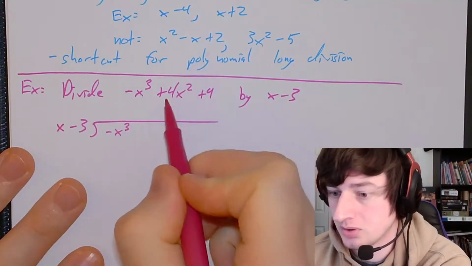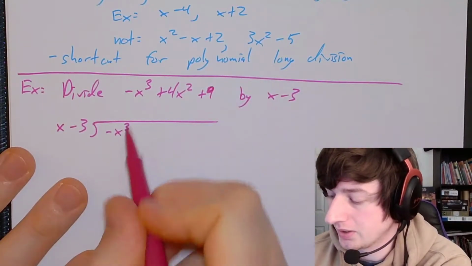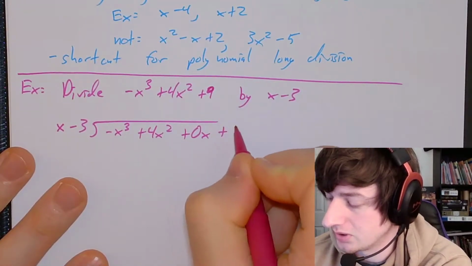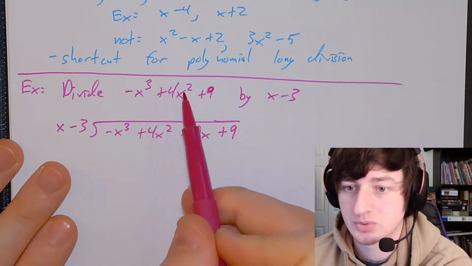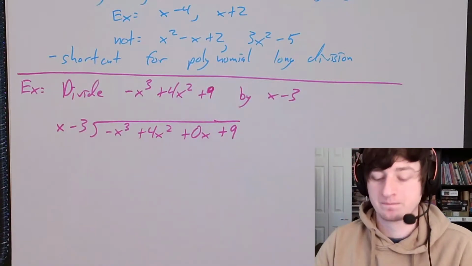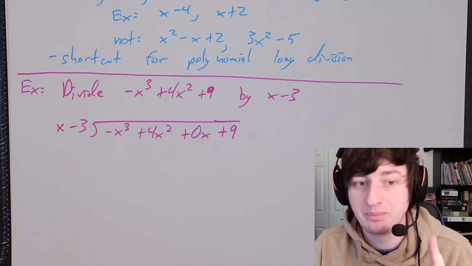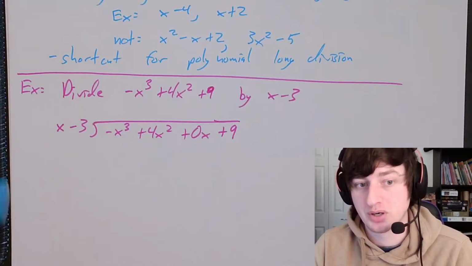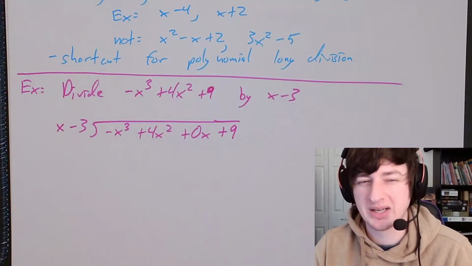Negative x cubed plus 4x squared plus 0x plus 9. Remember, we need to include the terms we're skipping. So this goes x cubed, x squared, there's no x and then a 9, so we have to include the 0x. Now I want you to really think about the processes that we're going to take through this division problem. They're going to be the same processes we do with synthetic division. We're just going to write it in a different way.